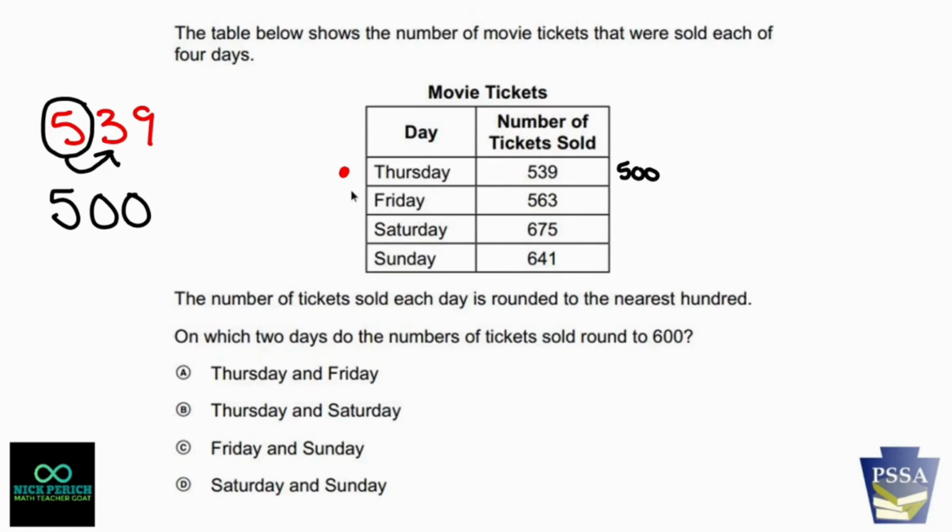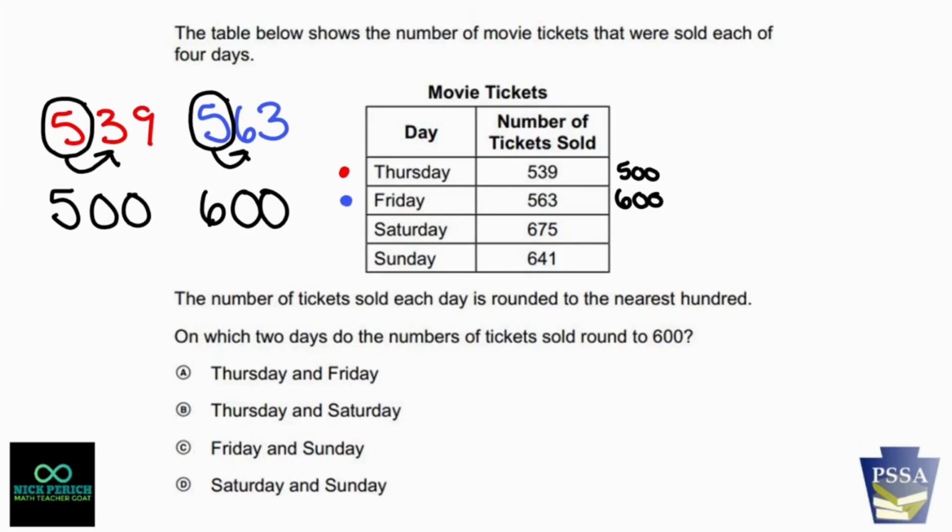Let's try the same thing with Friday in blue. Friday is 563. So you start from the right, ones, tens, hundreds, and you circle the 5 that's in the hundreds place value. You look to the number to the right of it. 5 or above, give it a shove. Yes, this is 5 or above. So round that 5 up to a 6 and write all the numbers after it as zeros. So Friday actually gets rounded to 600, which is one of the ones we want.